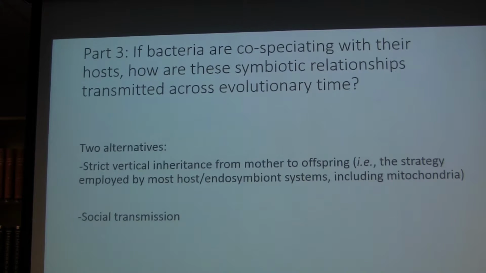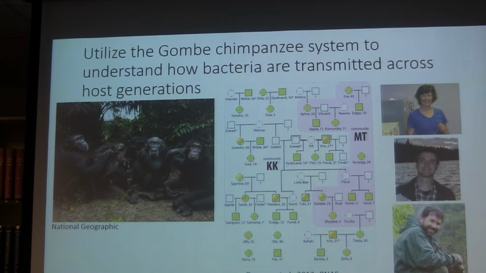The alternative might be social transmission, where socially interacting hosts are exchanging bacteria all the time, and there's no vertical transmission along maternal lines, but vertical transmission in the sense that a population is maintaining a bacterial symbiont as a whole. To differentiate between these two, we're going to use the well-studied field system at Gombe Stream National Park in Tanzania, famous for Jane Goodall's work. It's been a field site for over 50 years now. There are several social groups of chimpanzees living in Gombe, and the genealogies of these chimpanzee families are very well understood, so it allows us the opportunity to look for vertical versus horizontal transmission.